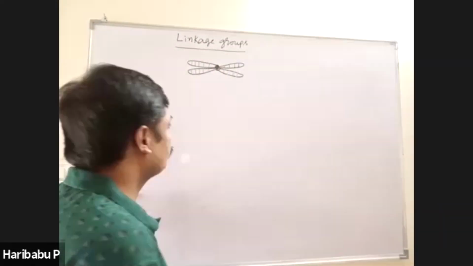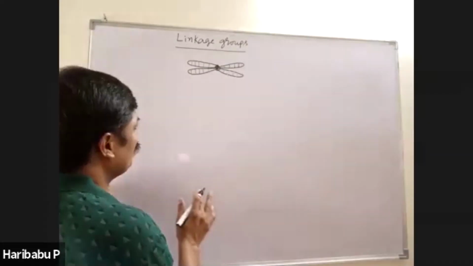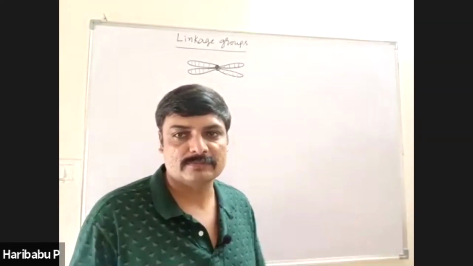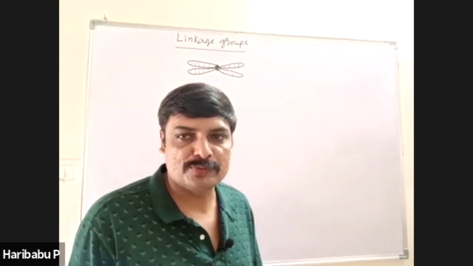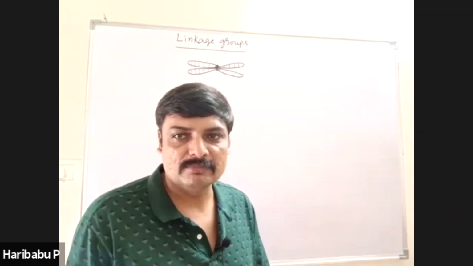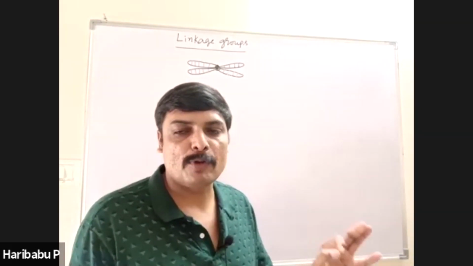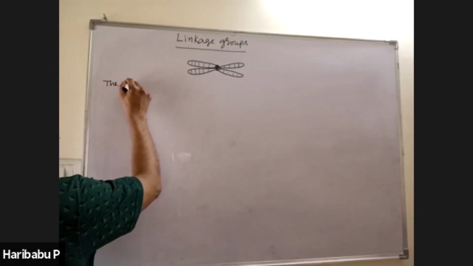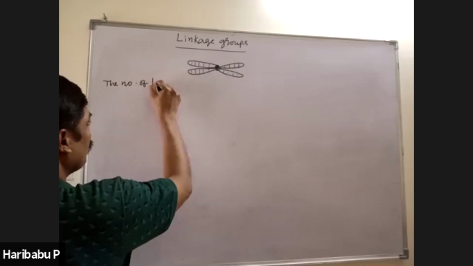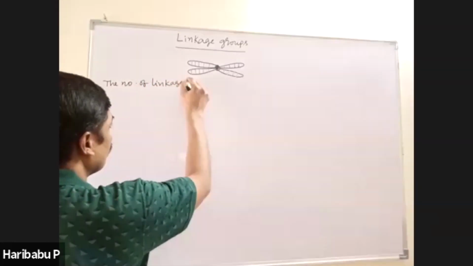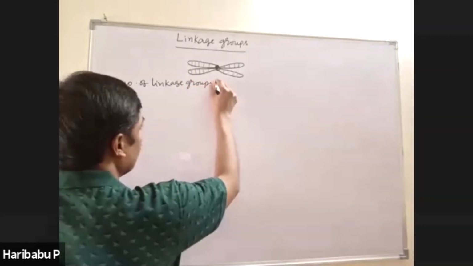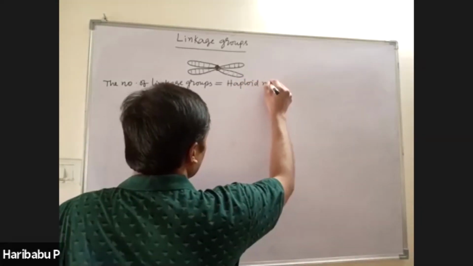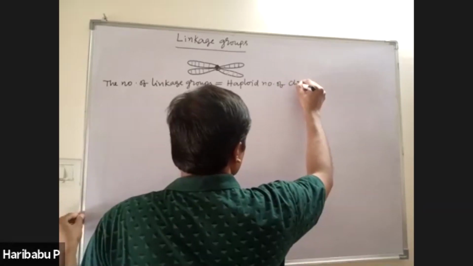The number of linkage groups in an organism is equal to its haploid number of chromosomes.